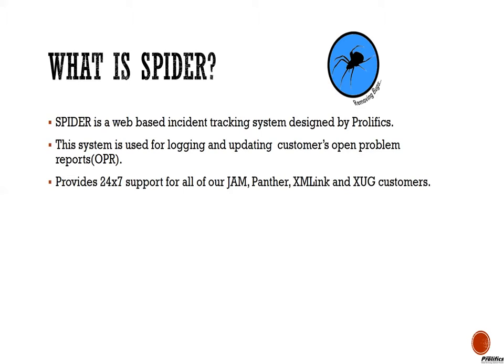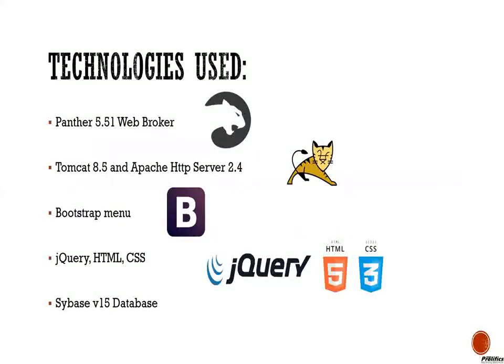There are various technologies which we have used for the development of the Spider application. Some of them I mention here. We used our own Panther 551 web broker for the development of this application. Spider is a Panther servlet application running on Apache Tomcat 8.5. We are also balancing the load using Tomcat HTTP Server 2.4.